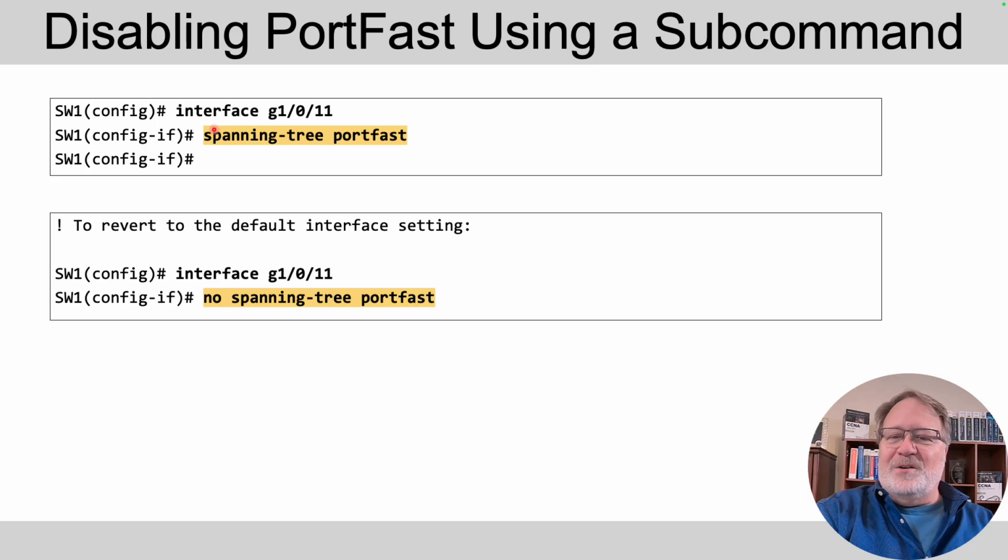So here we go. Interface whatever, spanning-tree portfast enables it. If you want to disable it, do the same command again, but give it a no in front. No spanning-tree portfast disables it again.